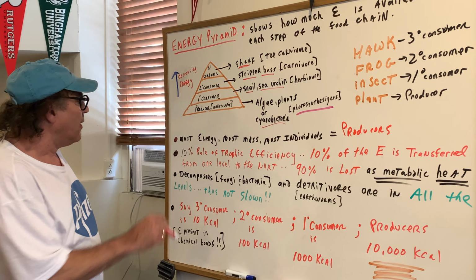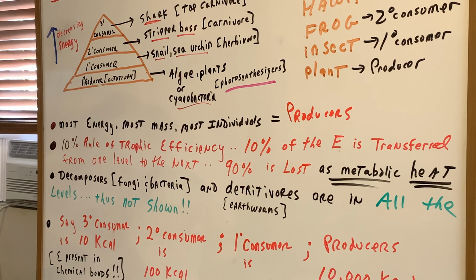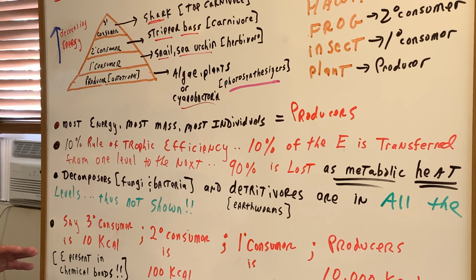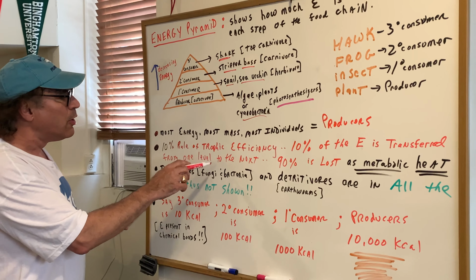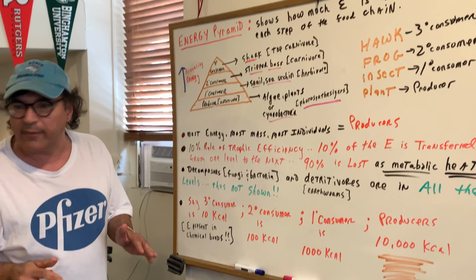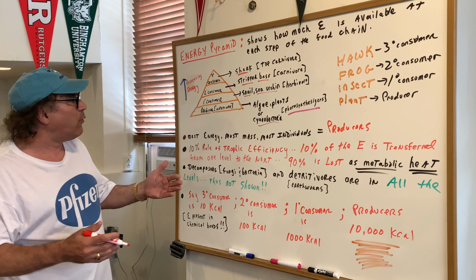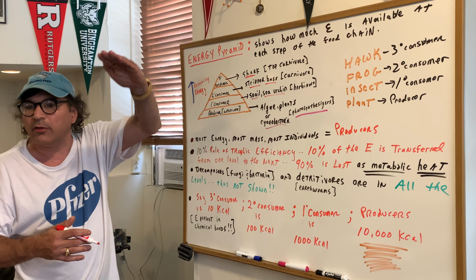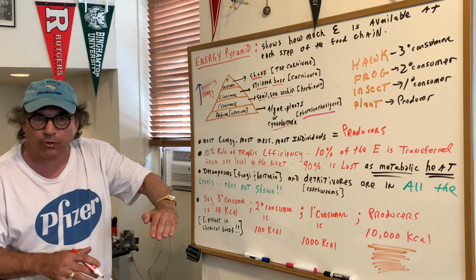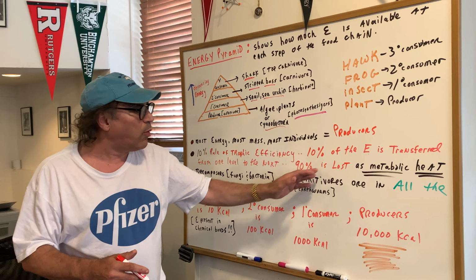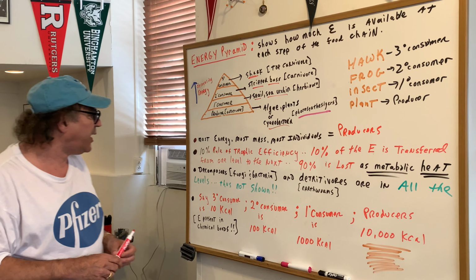The producer level. Now, we have what is called the 10% rule of trophic efficiency. It sounds really fancy, but what it's going to say is 10% of the energy is transferred from one level to the next. 90% of it is lost. Now you might say, if there was 100 at one level, if you go up, you're going to then cut it by 10, which I'll show you a concrete example in a second. You might say, well, where is all the energy going? Heat. It's lost as metabolic heat.